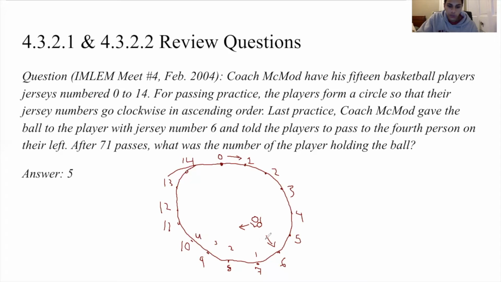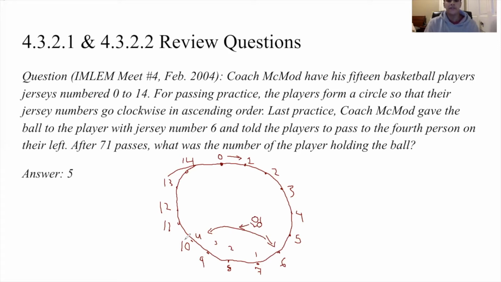So you jump 4 spaces, or add 4, because 6 plus 4 is 10. And player 6, for example, would pass to player 10. So that means that you're increasing every time they pass the ball. So we told the players to pass to the fourth person on their left. After 71 passes, what was the number of the player holding the ball?